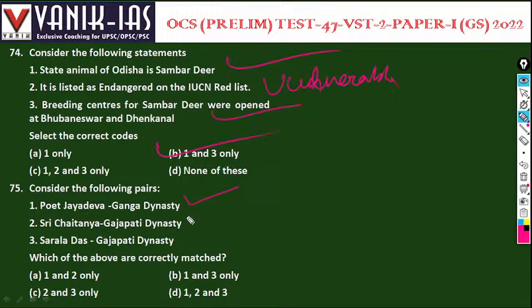All these are continuous. Poet Jayadeva, Ganga dynasty. So this is the Gajapati dynasty. This is the time, right? During those periods they were active. So 1, 2, 3 are contemporary. 1, 2, 3 all are right.